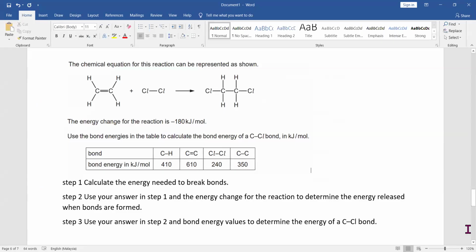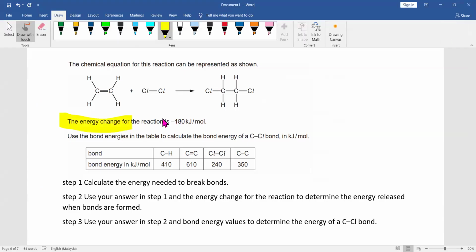Look at this. They give you the energy. They give you the energy change for this reaction, which is negative. They give you already. They're asking you to count the C-Cl bond. So it's basically finding x. Get it? They give you steps. Okay, try first.